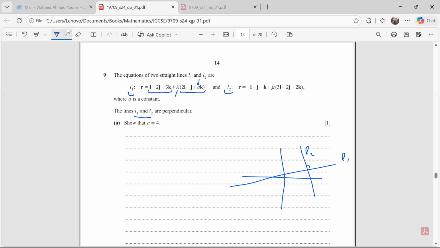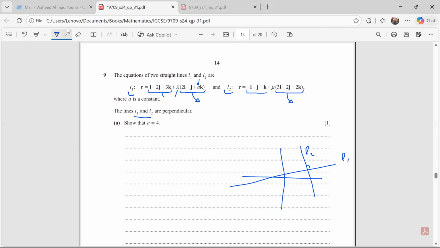It means that their being perpendicular does not depend upon the first vector of both L1 and L2. It only depends upon the second vector, this one and this one. These two vectors must be perpendicular to each other in order to make L1 and L2 perpendicular. I hope this point is clear. It's very important, but you need to understand this. So if these two lines are perpendicular, that means these two vectors are perpendicular.